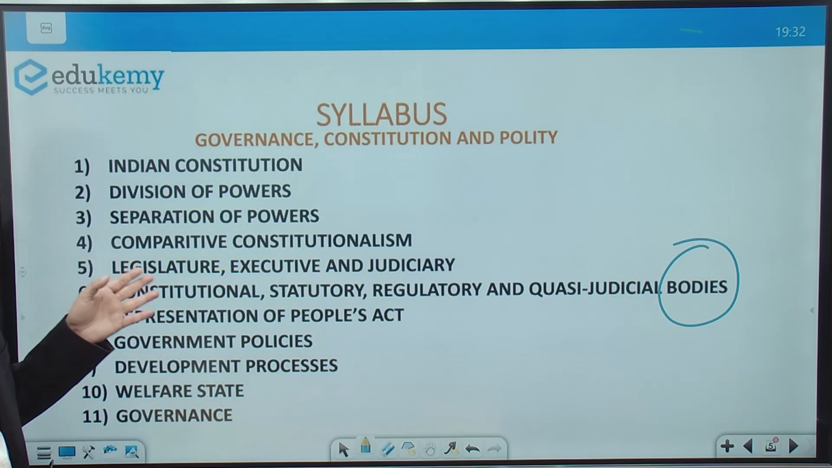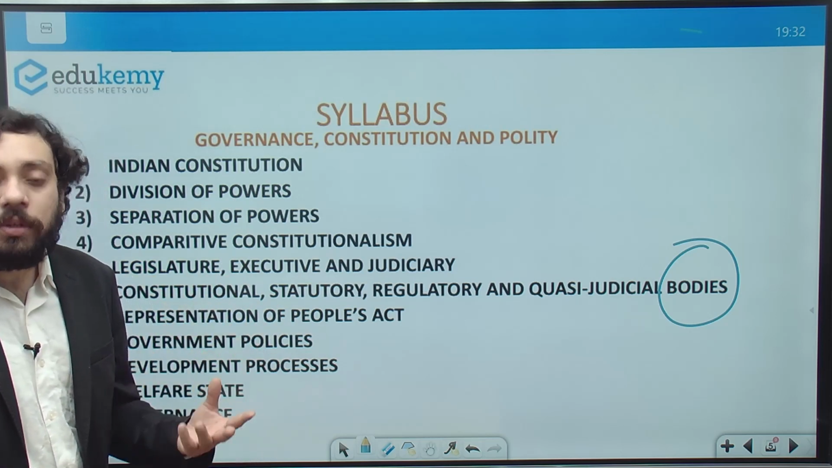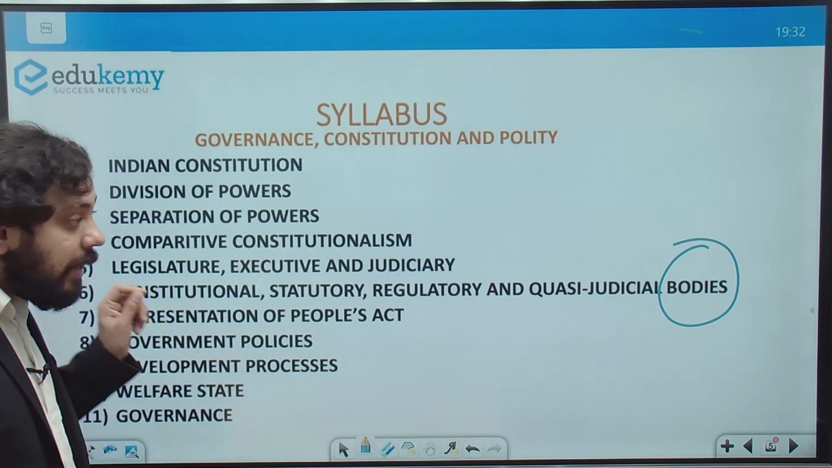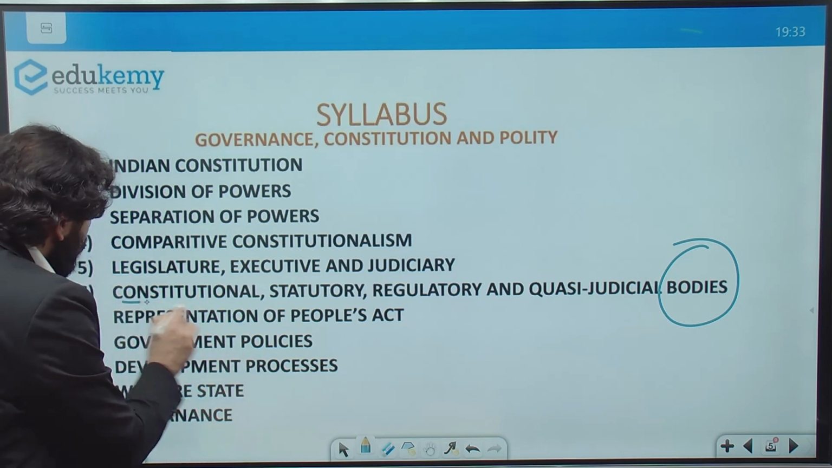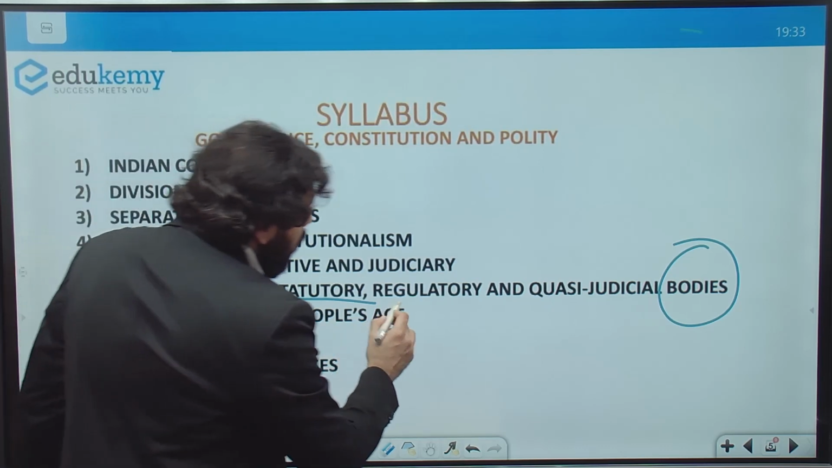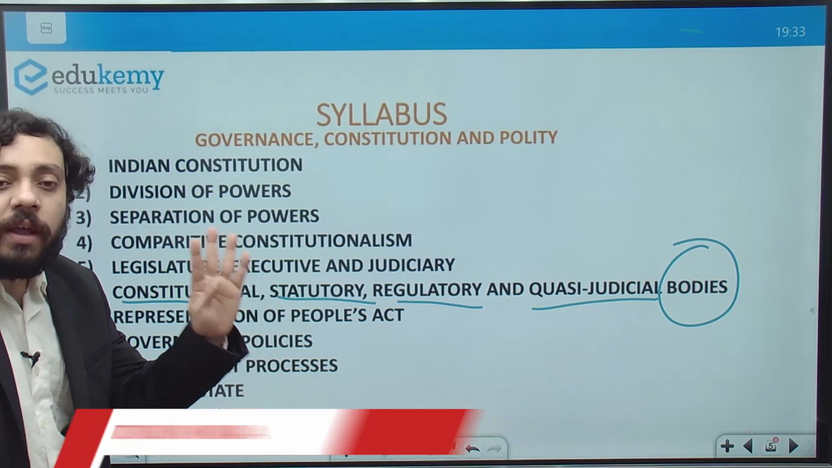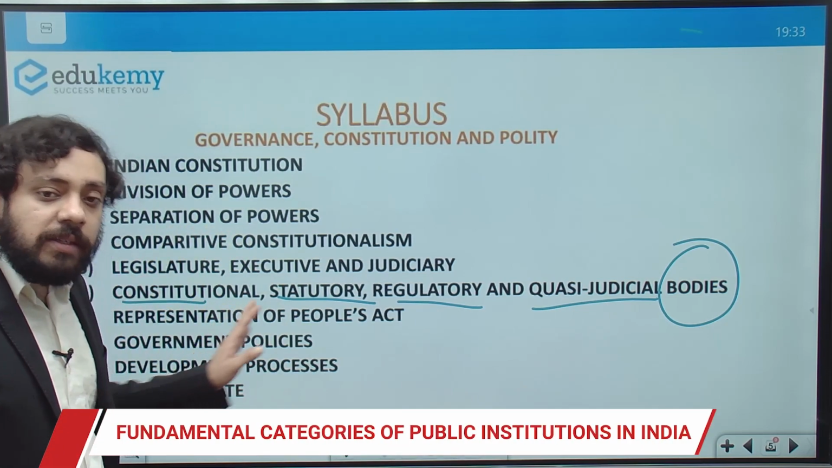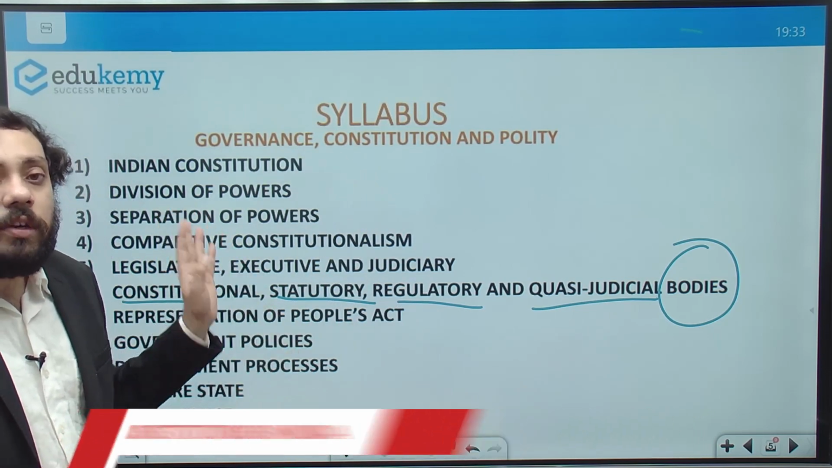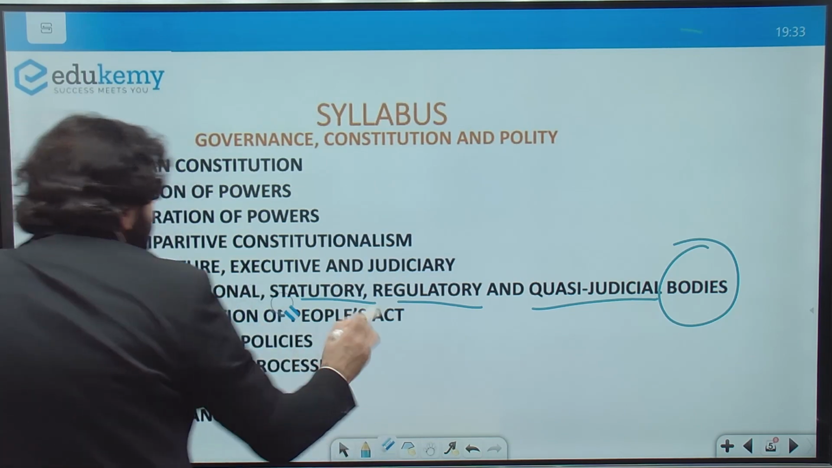Okay, so what are the different bodies or institutions which are involved in the process of governance, and what are the different categories of those institutions? Constitutional institutions, statutory institutions, regulatory institutions, and quasi-judicial institutions. These are the four fundamental categories in which all the public institutions in India are divided, and they will be covered under this header. Okay.